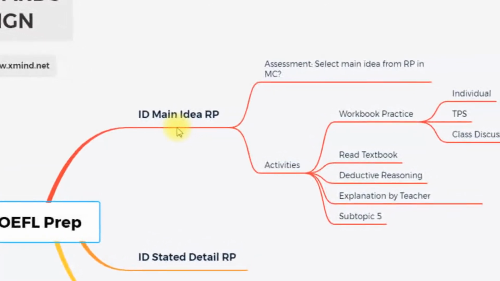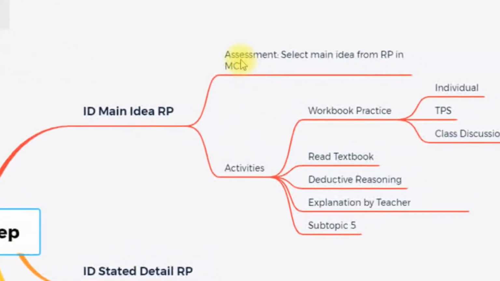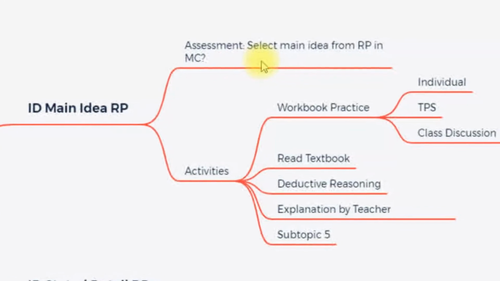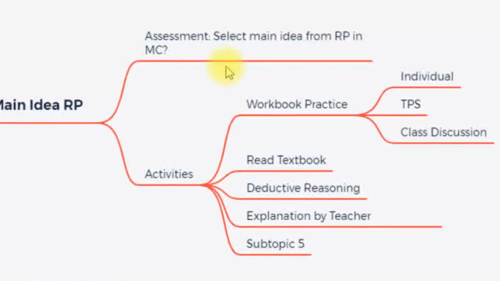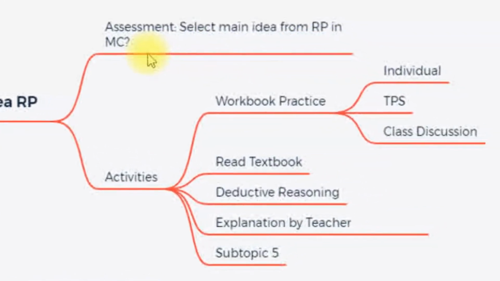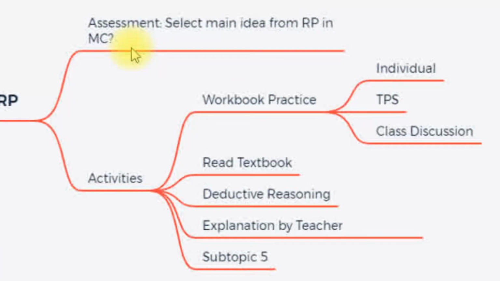All right. So we go here. The assessment's going to be select the main idea in a reading passage in MC, multiple choice questions. It's going to be a multiple choice question. This is a TOEFL prep class, and the TOEFL has multiple choice questions. So I'm looking at doing it that way. So that's what my assessment's going to be. Well, how am I going to get there? Well, let's look at the different activities.